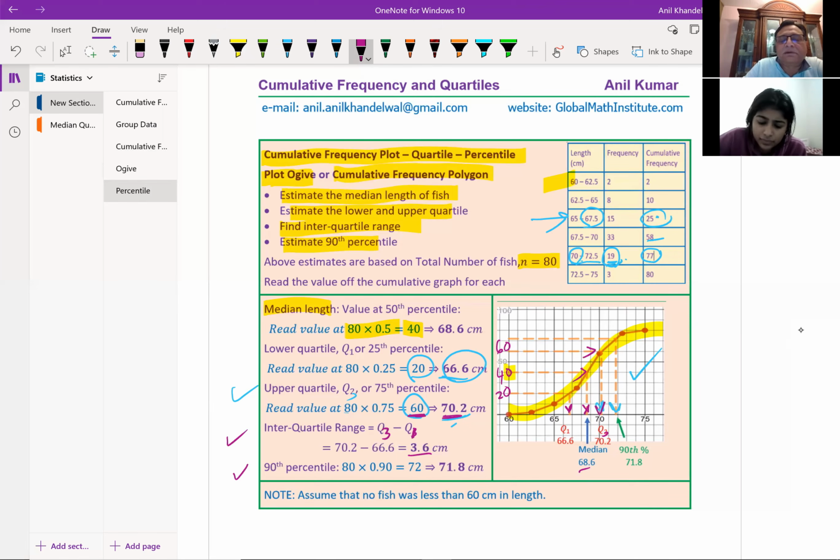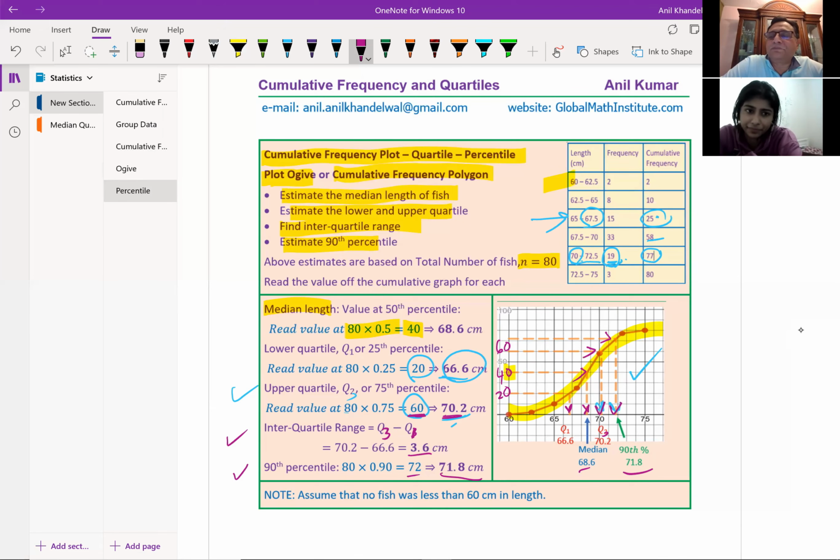For the 90th percentile, I multiply 80 by 0.9, get 72, and at 72, I've drawn a horizontal line which ends up on the axis at a point which reaches 71.8. So the 90th percentile is 71.8 for me. Is that clear to you? So that is how you can use the cumulative frequency graph to calculate all the quartiles and all the percentiles. It's so easy when you know how to actually do it, isn't it?